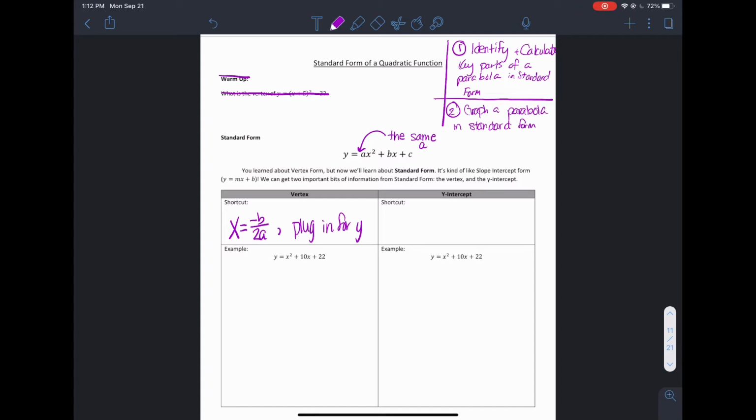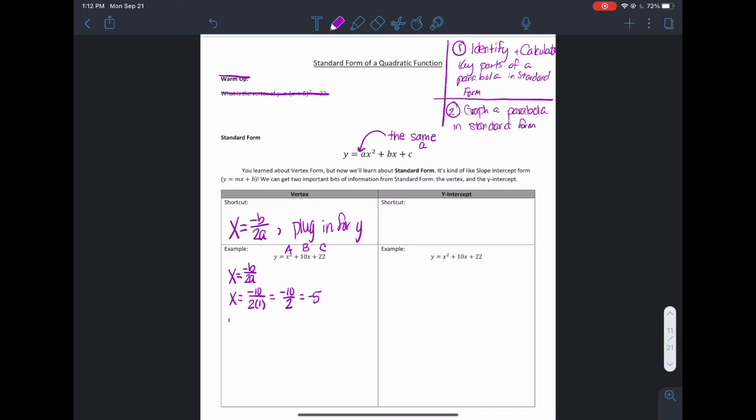Okay, so if I have y equals x squared plus 10x plus 22, I need to use x equals negative b over 2a. My a is 1, b is 10, c is 22. So I'll plug into the top of my fraction, negative 10, over 2, because that's what's in the formula. And there is no number in front of my x squared, so it's 1. So x equals negative 10 over 2, which we should know equals negative 5.